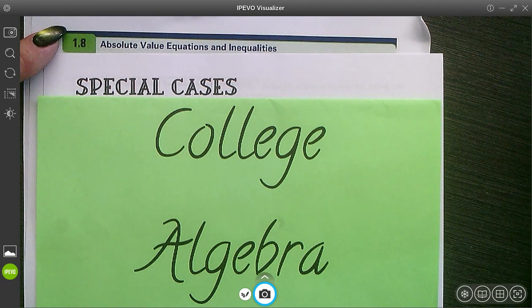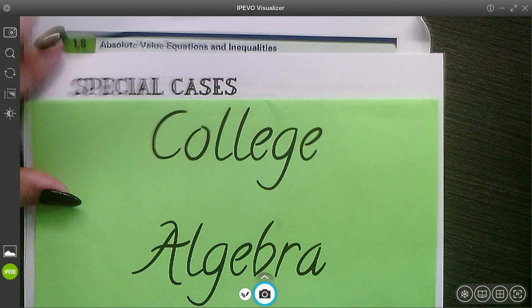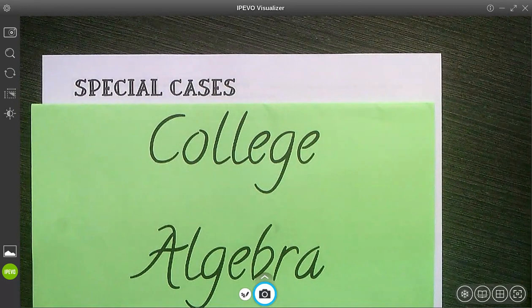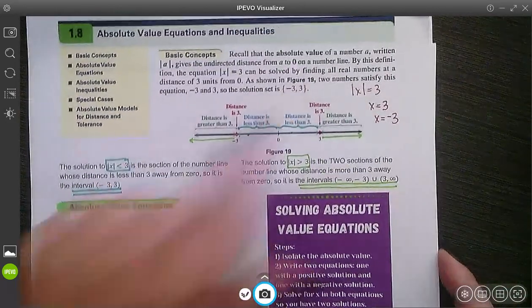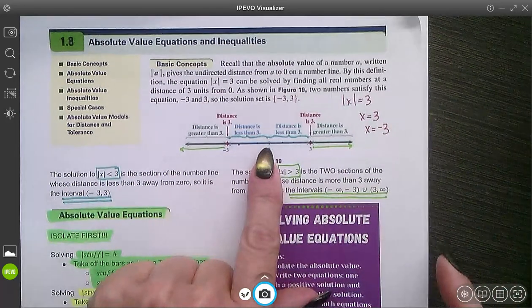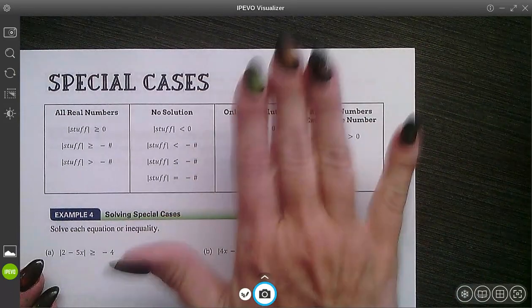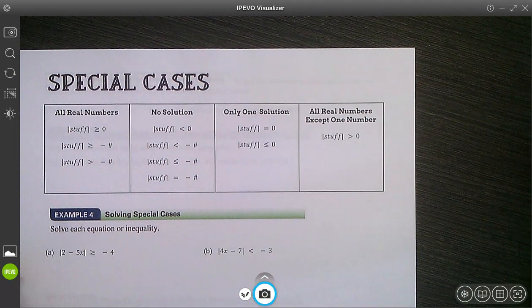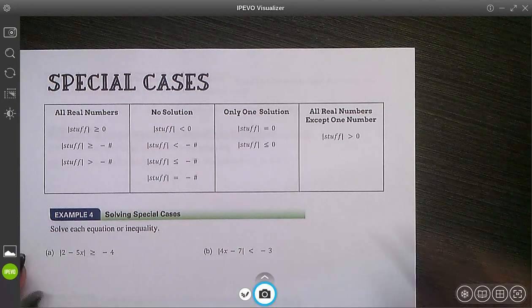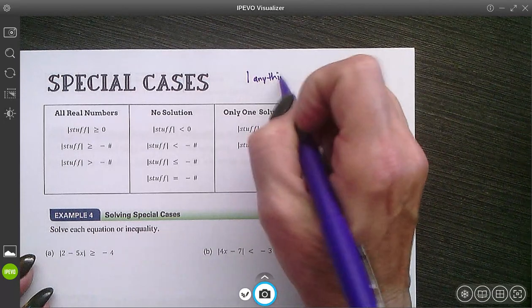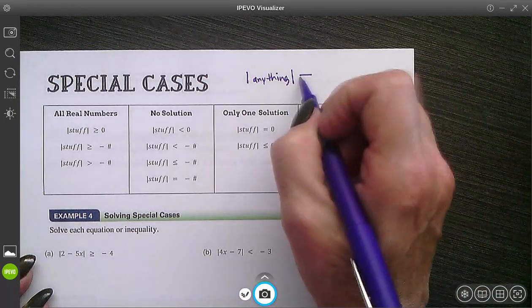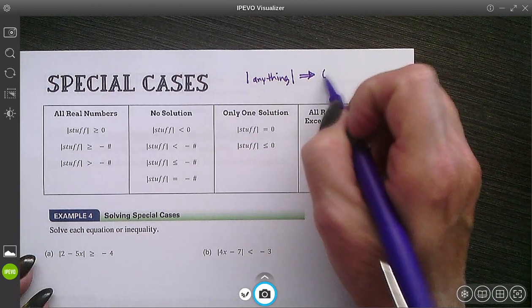1.8 about absolute value equations and inequalities has some special cases that we need to talk about. If you remember what we talked about with absolute value equations, we said that absolute value means how far away something is from zero on a number line. So, given that absolute value means how far away from zero, what comes out of absolute value should always be either zero or a positive number. So anytime I have the absolute value of anything, that should give us a number that is either zero or larger.